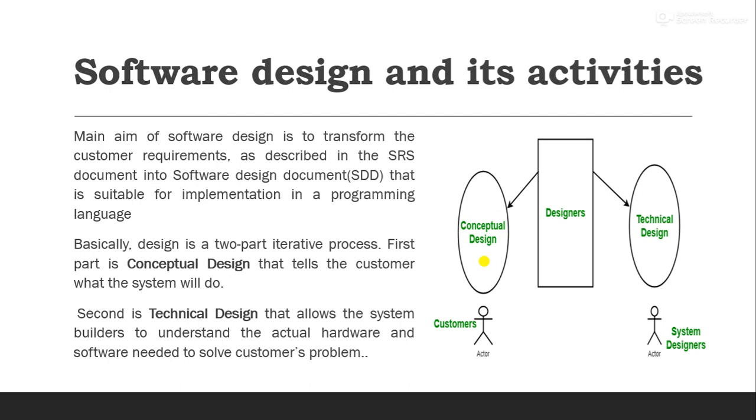The main aim of software design is to transform the customer requirements as described in the SRS document into a software design document that is suitable for implementation in a programming language. So the main aim of software design is to transform the user requirements mentioned in the SRS document into some structure which is suitable for implementation in a programming language.